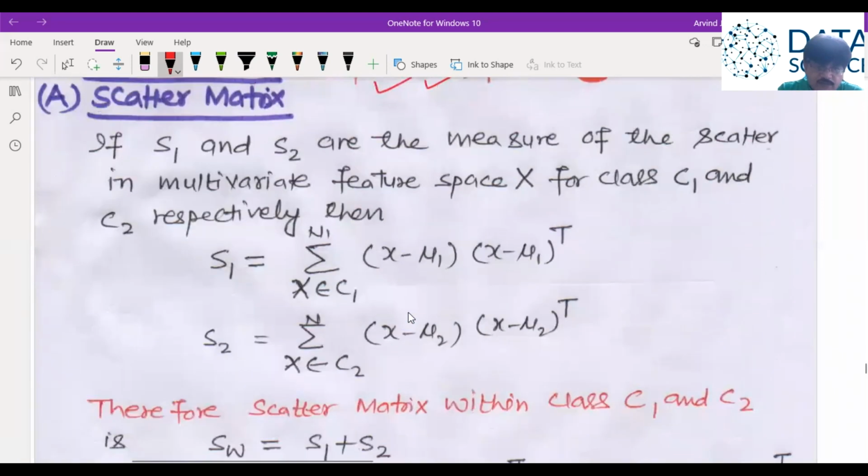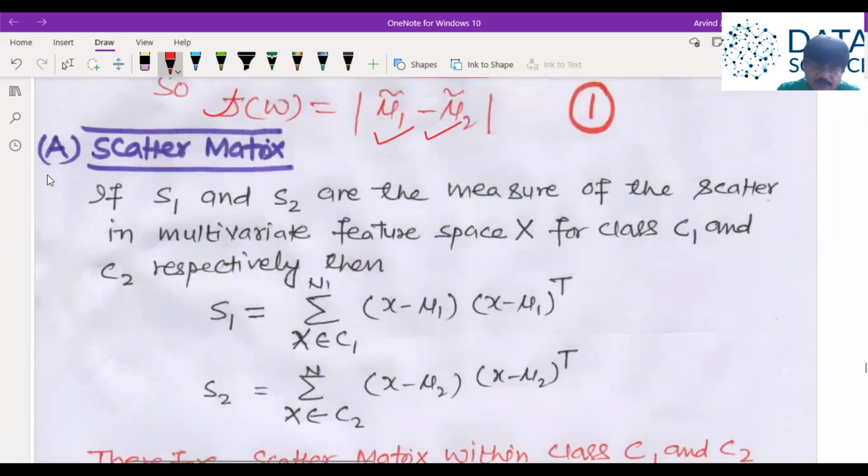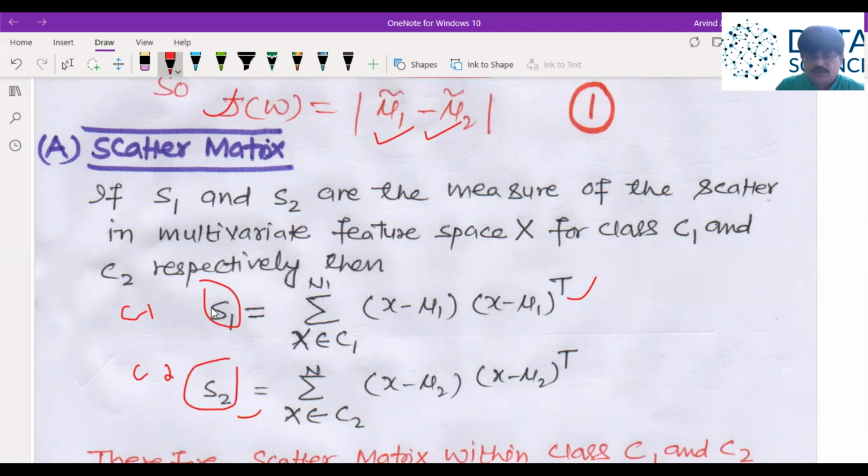Now, some definitions. Scatter matrix. If S1 and S2 are the measure of the scatter in multivariate feature space X for class C1 and C2 respectively, then S1 is equal to (X minus mu1) into (X minus mu1) transpose. Like this, S2. Both are the measure of the scatter within class C1 and C2, right?